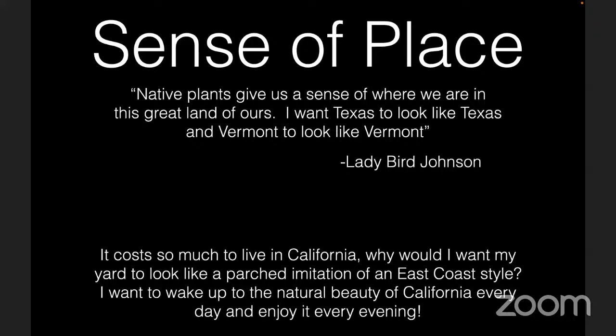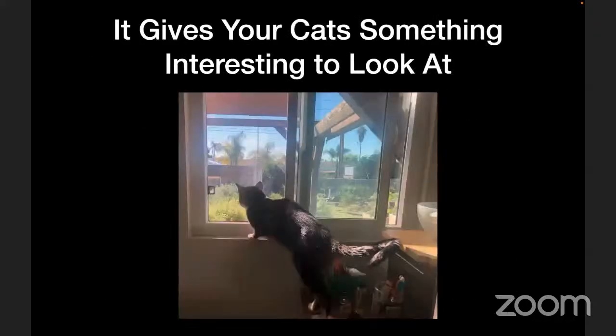Maybe one small patch of lawn for the dog or the kids if they're going to use it. But for our default landscape style, I would much rather wake up to the natural beauty of California every day, enjoy it every evening, enjoy the smells, the sights, the sounds, know I'm contributing to meaningful wildlife habitat as I enjoy seeing the birds, butterflies, pollinators and lizards in my yard, and have it require less water and less work. So it seems like a good way to go. And it gives your cat something very interesting to look at.